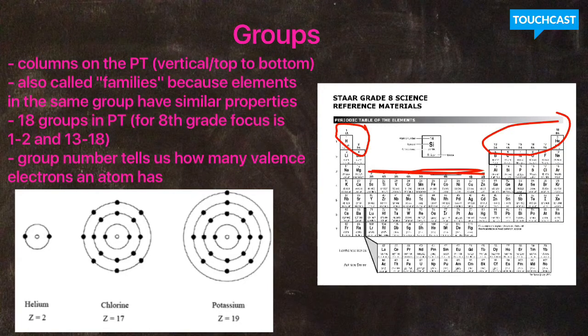Now I'm going to talk about valence electrons in the next slide, but just so that you can have an example to include with this information. Helium is in group 18. It has 2 valence electrons. It's kind of an exception to the rule, but 1, 2. Chlorine is in group 17. It's got 7 valence electrons. 1, 2, 3, 4, 5, 6, 7. And potassium is in group 1, and it's got 1 valence electron.